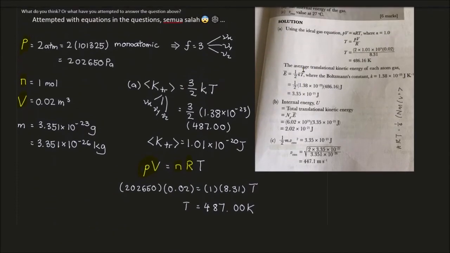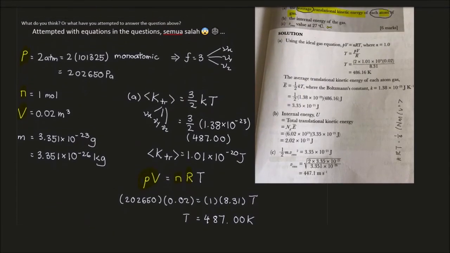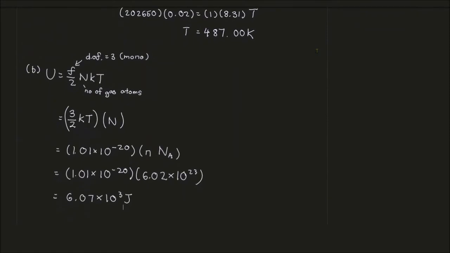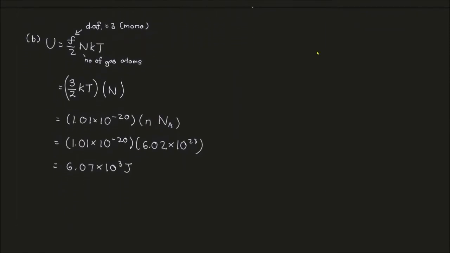Then the last thing that they ask for is the VRMS value at 27 degrees Celsius. So VRMS at 27 degrees Celsius, how do you find VRMS? It's just the same old formula like last time, the square root of 3 kT over small m. Okay, there's another version which is VRMS equals the square root of 3RT over big M. So this one will be molar mass. Both of them will end up with the same answer.